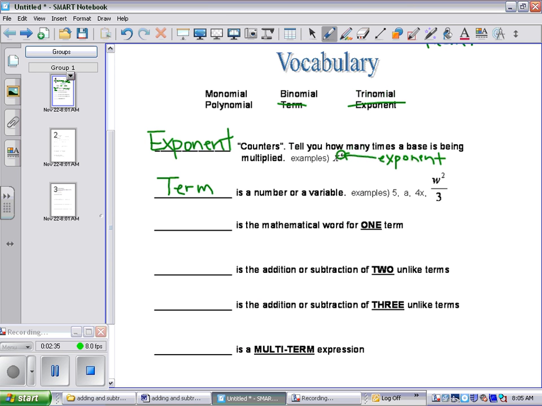Next one is the mathematical word for one term. Look at the different vocabulary words you have there, thinking back to using half of your word. If you look at that first one, it says mono. What does mono mean? It means one. So monomial is a mathematical term for one. Monomial. And cross that out.